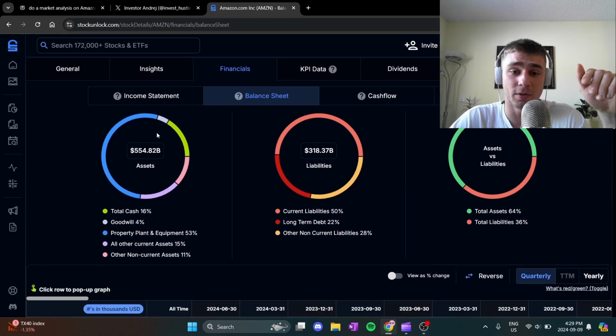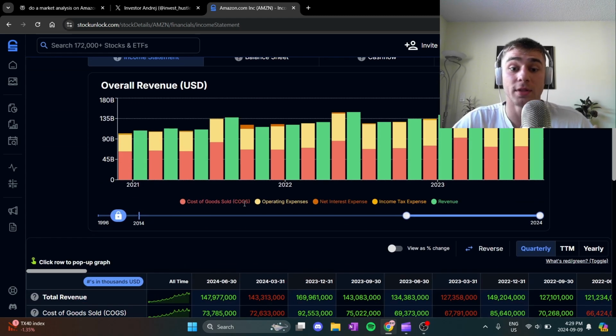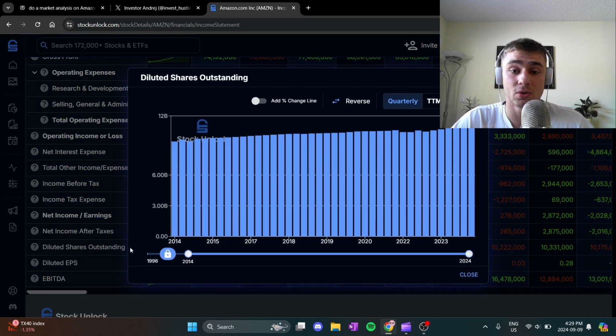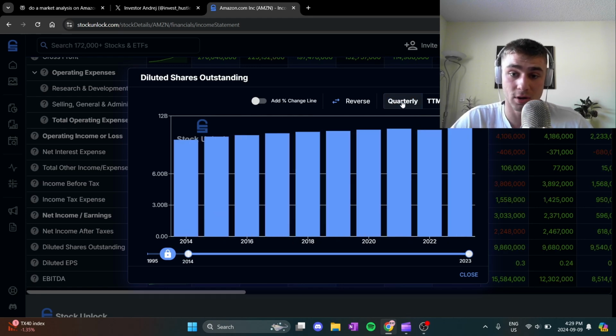It gives you a breakdown of the balance sheet. You can see how much goodwill, how much property and plant, how much cash, and then the ratio of assets compared to liabilities. Same thing for the income statement. And one thing I really love about Stock Unlock that I always use is you can see the diluted shares outstanding. I believe this is for Amazon, and we can see that they are diluting the shareholders. You can see this quarterly, you can see it yearly.